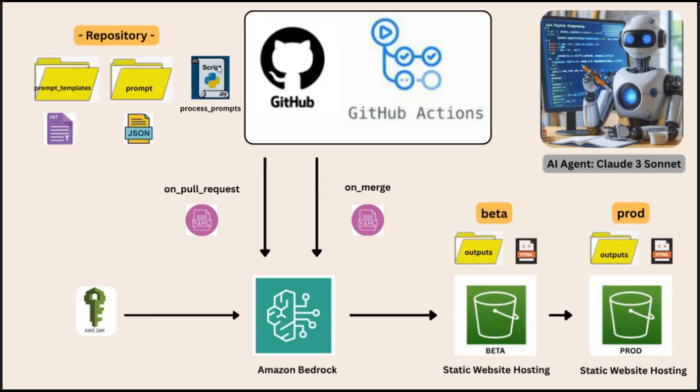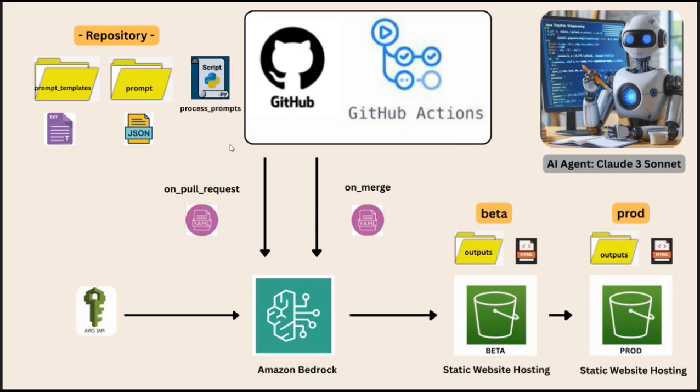I'm going to create a Python script. Within GitHub Actions, I'm going to create two workflows, one for pull requests, one for merge requests. Finally, I'm going to create GitHub secrets. Within that is going to contain information about my IAM role, the access key ID, the secret access key, the AWS region name, and the names of my S3 buckets.